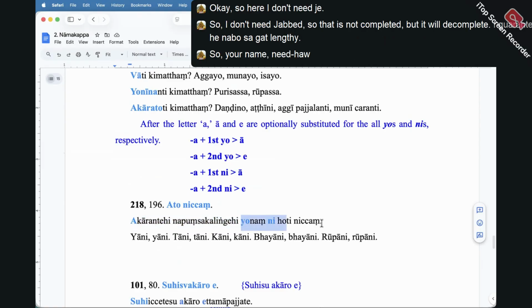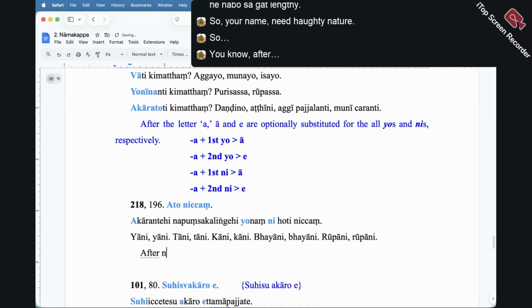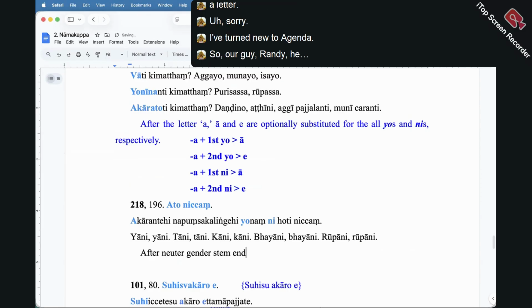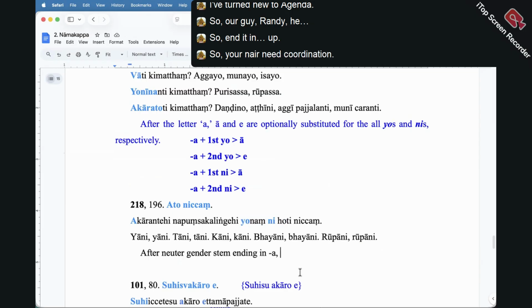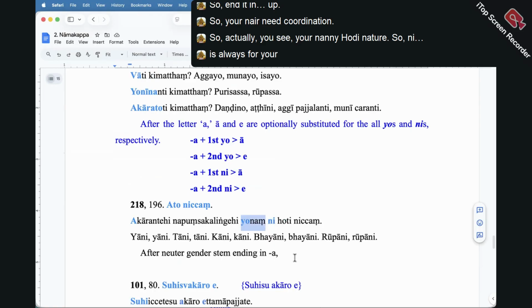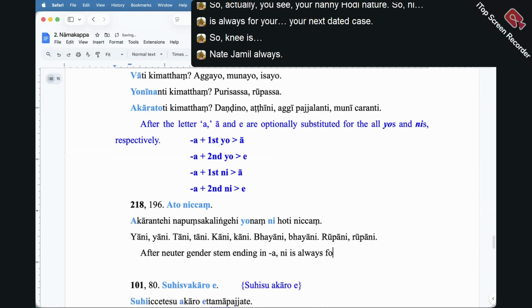So yone ni hoti nejan. So after a neuter gender stem, the yo is replaced by ni. So actually, you see, yo becomes ni. So ni is always for the yo in the neuter gender. So ni is the nature always for the yo.